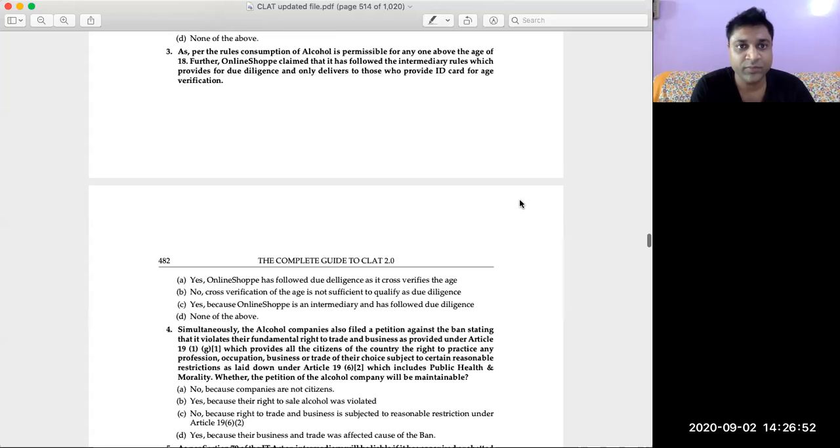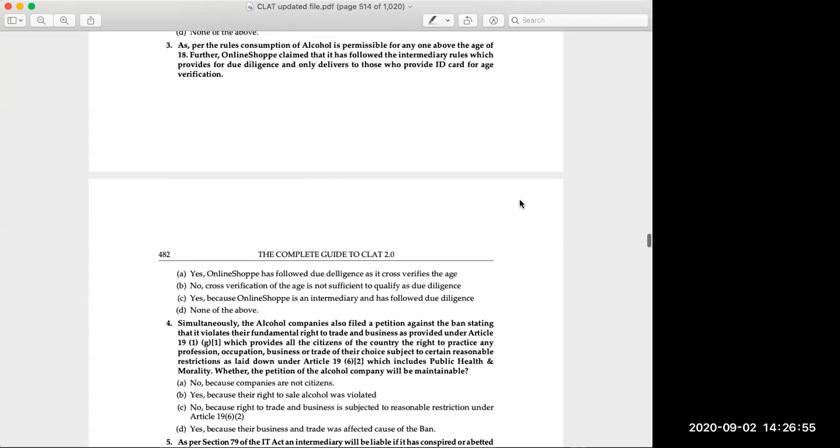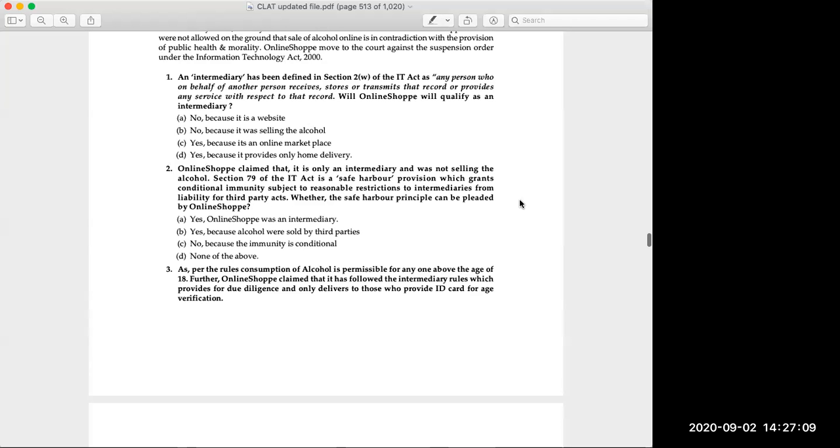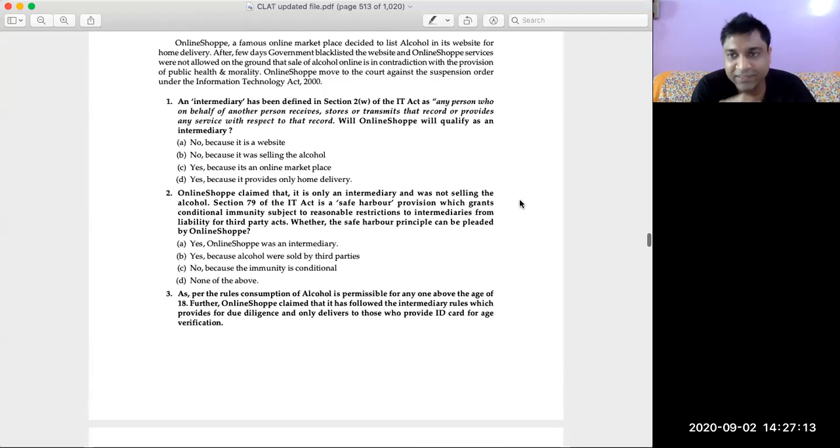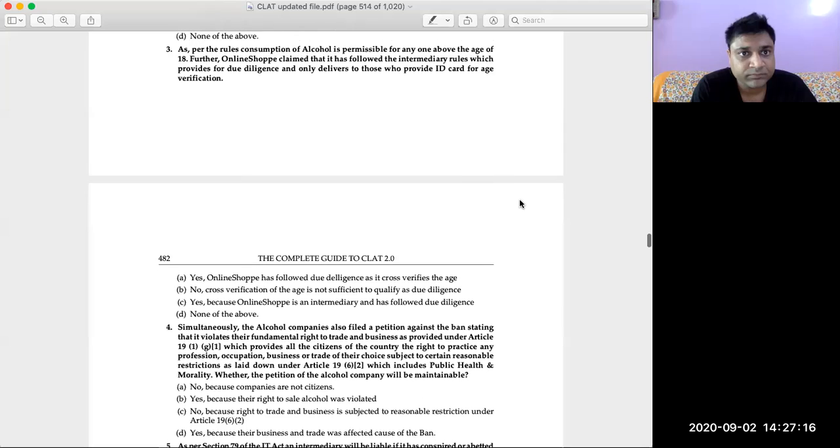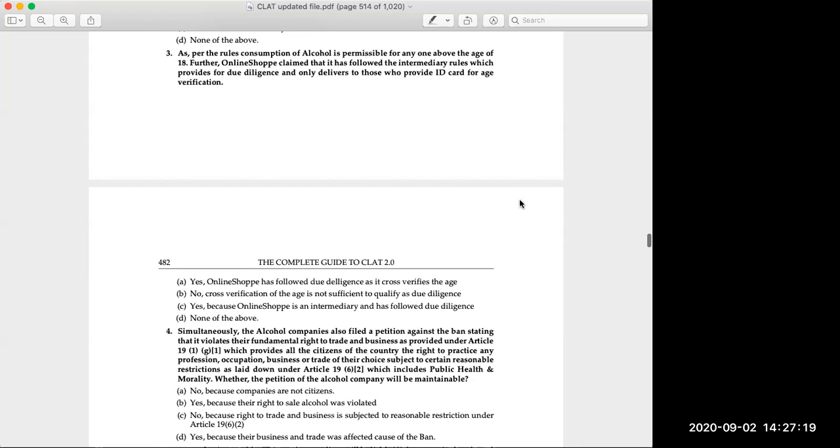Now, third one. Go ahead, Ajab. So the question is, as per the rules, consumption of alcohol is permissible for anyone above the age of 18. Further, the online shop claims that it has followed the intermediary rules, which provide due diligence, and only delivers to those who provide an ID card for age verification. So I think the answer should be B.